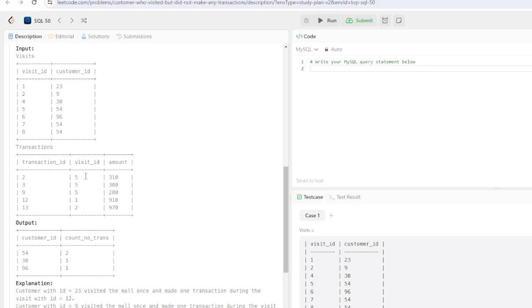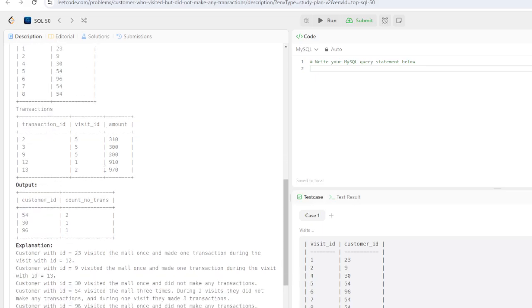I don't need those customers. I need the customers who visited but did not make any transaction. So for example, let's say the customer ID 30. This customer ID 30 had visited the mall with visit ID 4, and in this transactions table the visit ID 4 is not available. So this means that this customer 30 did not make any transactions, right? But he visited because it has the visit ID as 4. So I need those customers. So let's just solve this problem.